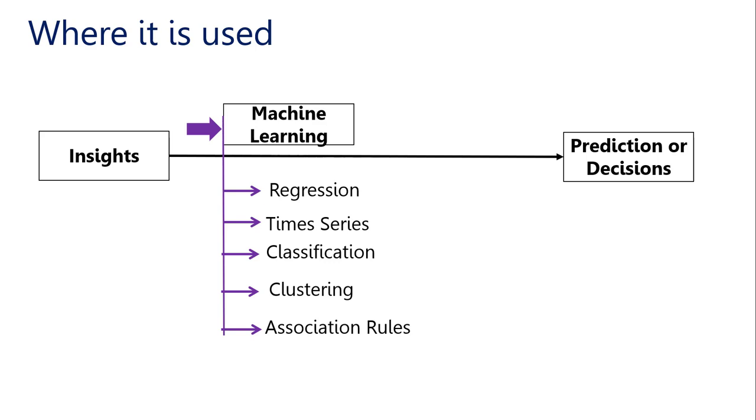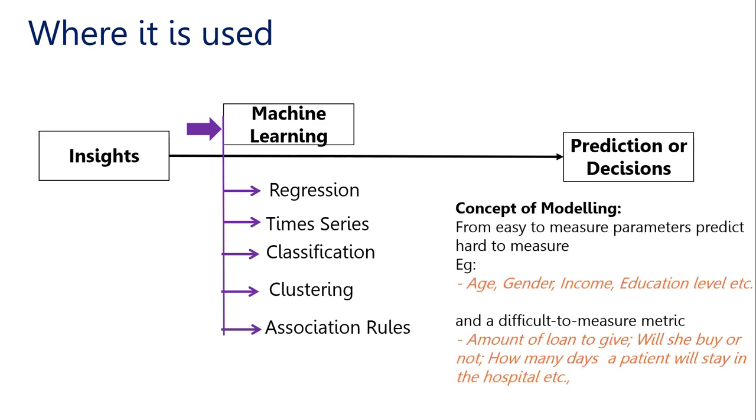There are several algorithms in machine learning, like regression, time series, classification, clustering, association rules, reinforcement learning, and many, many more. But first of all, before moving into each and every algorithm, what is the concept of modeling? Why do we do modeling? The concept of modeling is very simple. Modeling takes the easy to measure parameters, and from the easy to measure parameters, we're going to predict the hard to measure parameters. What are the easy to measure parameters?